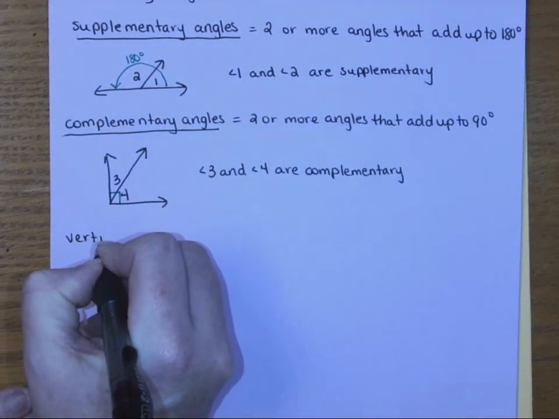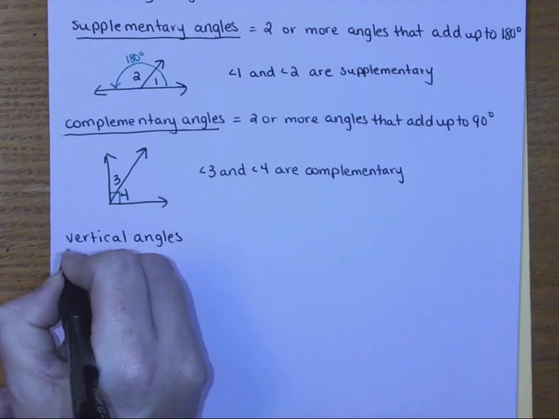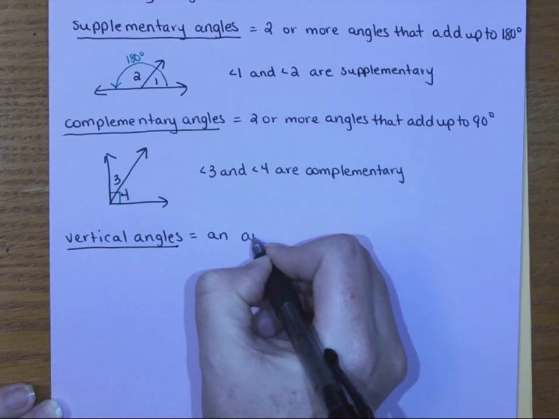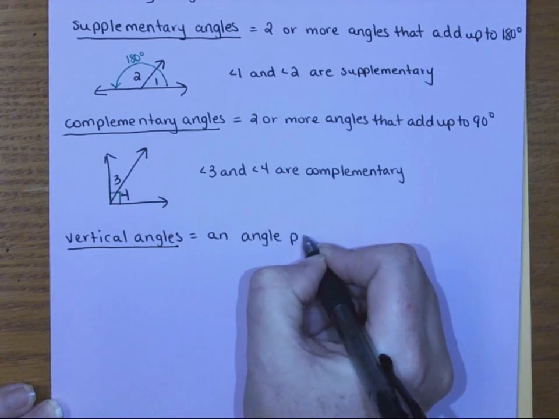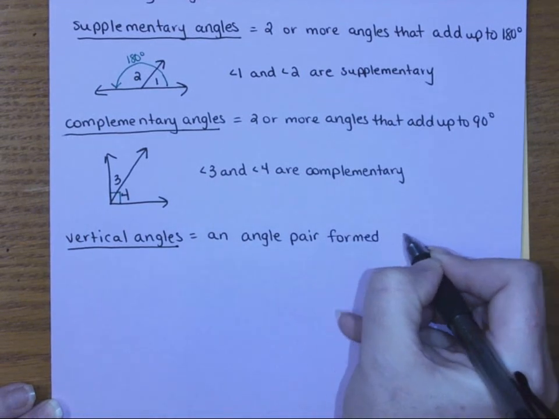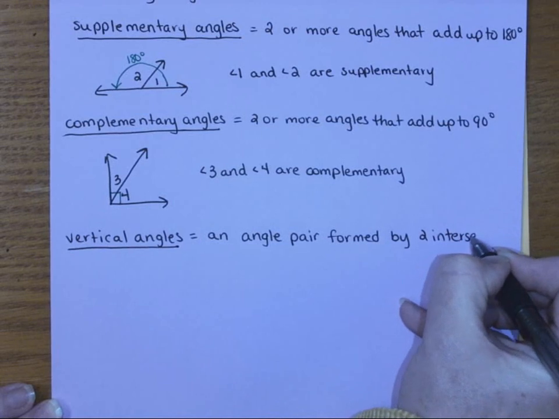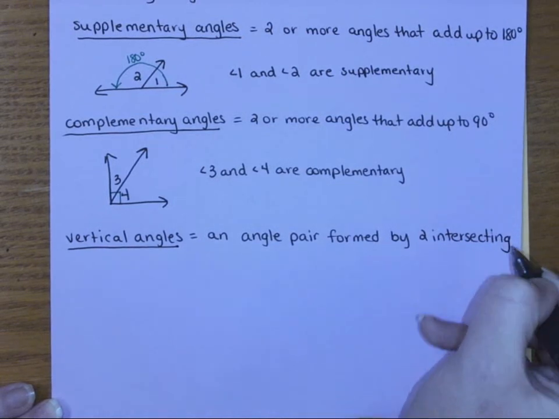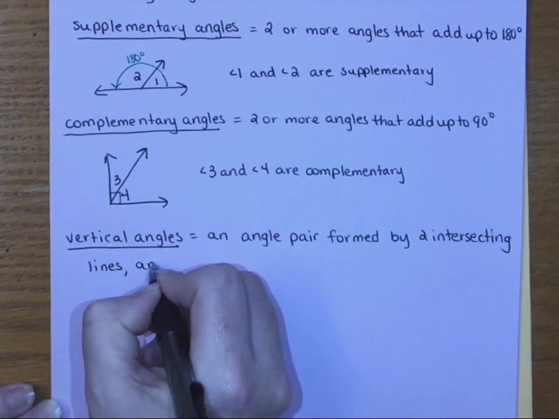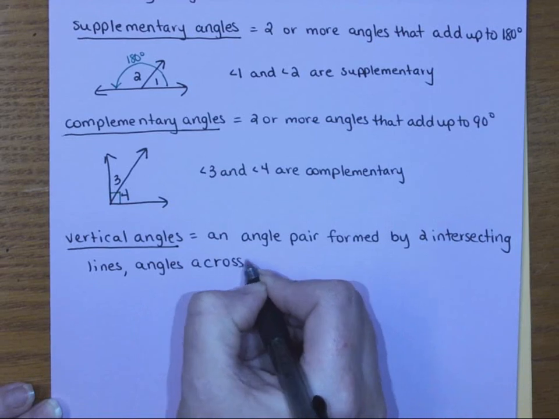So next we're going to look at a lot of different types of angles that occur when lines cross each other in certain ways. So the first one is vertical angles. Vertical angles are formed by two intersecting lines. Okay, they are angles that are across from each other.